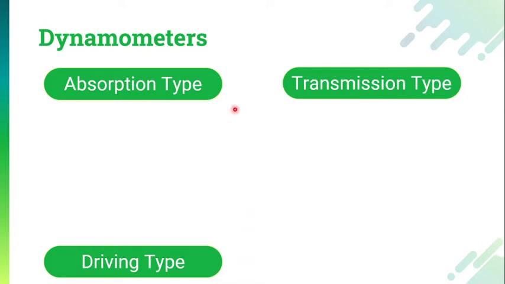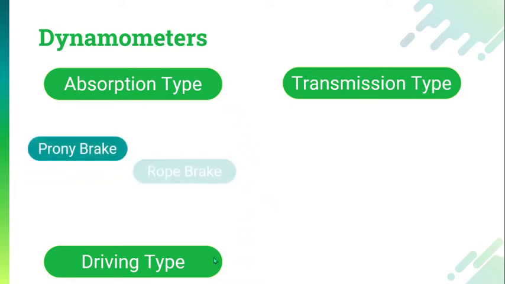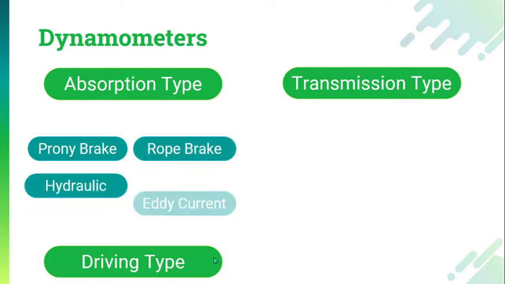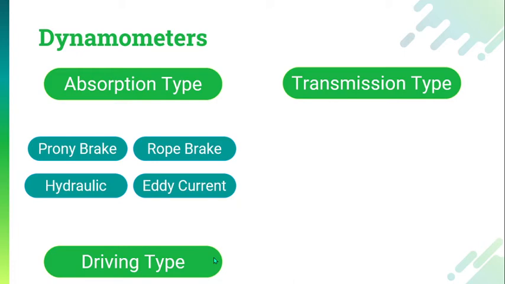Let us check out what types of dynamometers are available in all the categories. In the absorption type category, we have a total of 4 dynamometers. These are some of the most popular dynamometers, that's why I am using only these names. The very first is the Prony brake dynamometer. The second is the rope brake. The third is the hydraulic dynamometer, and the fourth is the eddy current dynamometer.